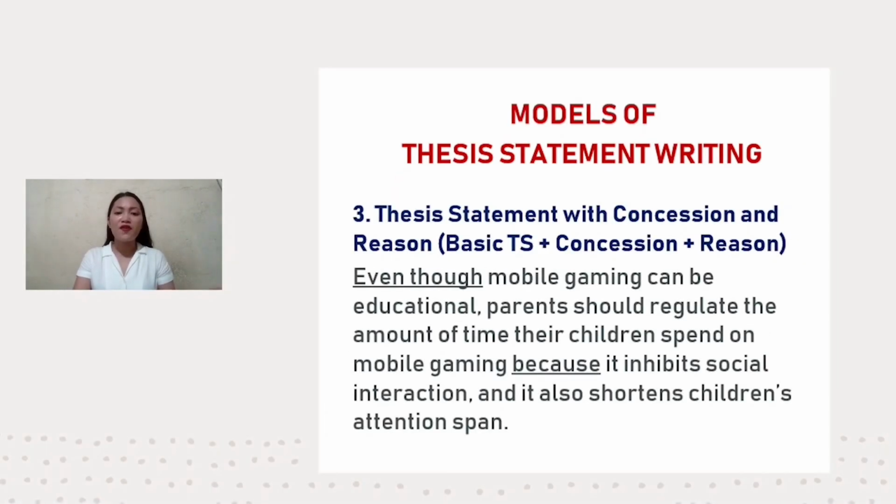Third model, thesis statement with concession and reason. So we form this by writing the basic thesis statement plus the concession plus the reason. Example, even though mobile gaming can be educational, parents should regulate the amount of time their children spend on mobile gaming because it inhibits social interaction and it also shortens children's attention span. In concession, we used even though, and to show reasons, we use because.